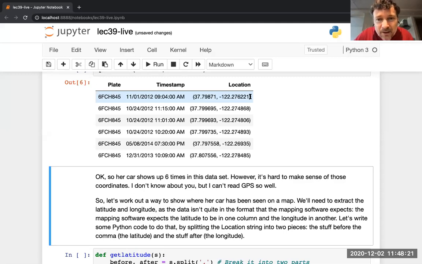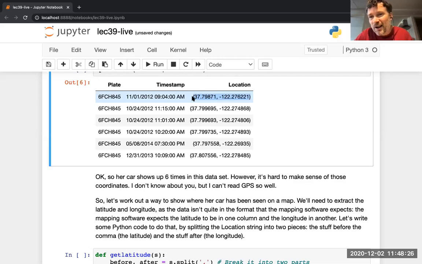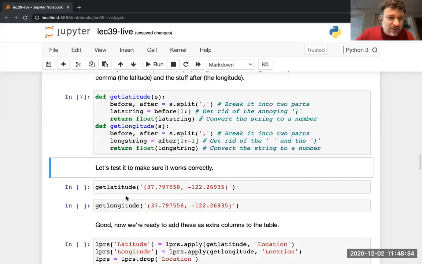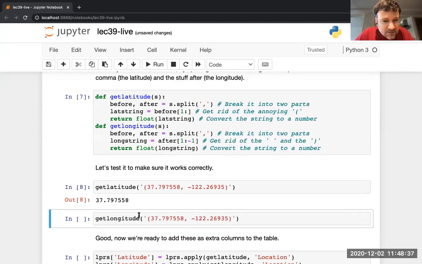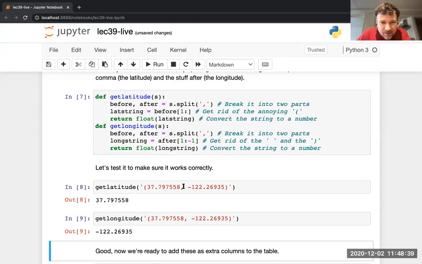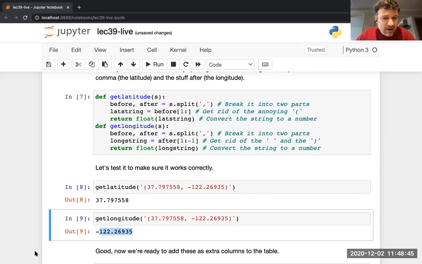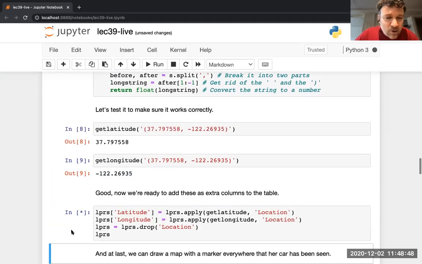So here we have this string that has the GPS coordinates, and I need to convert that into 2 separate columns. So I wrote a little code to take this string and split it apart into the stuff before the comma and the stuff after the comma, and then it'll give me the latitude and the longitude. And just to give you some examples, if you have a string like this, the get latitude function will give the latitude part, and the get longitude will give me the longitude part. And so now I can modify the table and add those as extra columns. So I'm running that code. That's going to take about a minute to finish running.